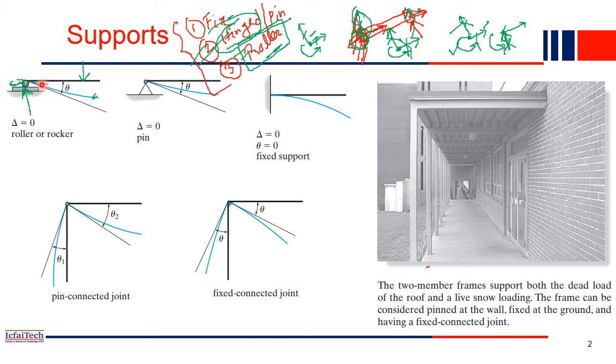There is no reaction moment at the support. It is zero, right? Because it is a hinge support. Sorry, it is a roller support. So this is the deflected shape of a roller support.